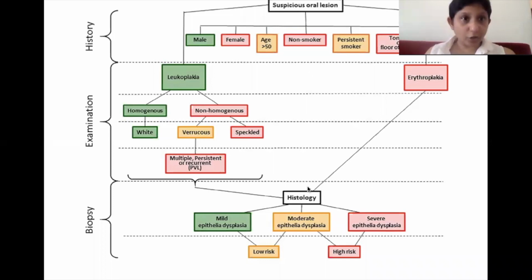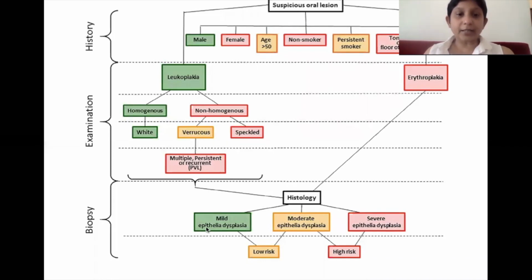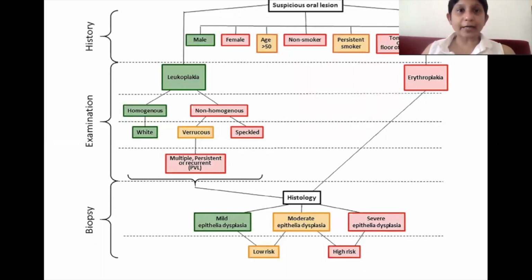So you would rather take a biopsy of the erythroplakia. And in the histology, you would see either a mild dysplasia or a moderate dysplasia or a severe dysplasia. With mild and moderate dysplasia, you can tell the patient that your risk is not very high. You can still go back to being normal. But in case of high risk leukoplakia or erythroplakia, if severe dysplasia is there, you have to tell them that their prognosis might not be that great. All right. So this is how you will come down to diagnosing a red and a white lesion.